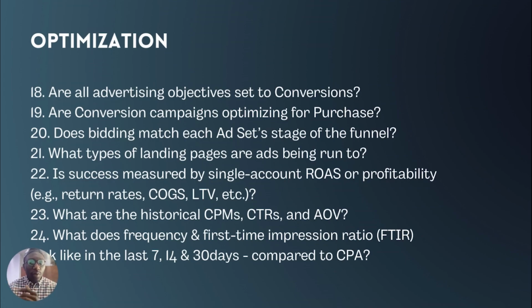We also then look at your frequency and your first time impression ratio, in the last 7, 14, and 30 days, and then compare that to CPA. So if we see that frequency is increasing, first time impression ratio is dropping, and that correlates to increasing CPA, we want to then use that to understand that your audiences are running into fatigue, and so you either need to refresh your creative or try new audiences, right?